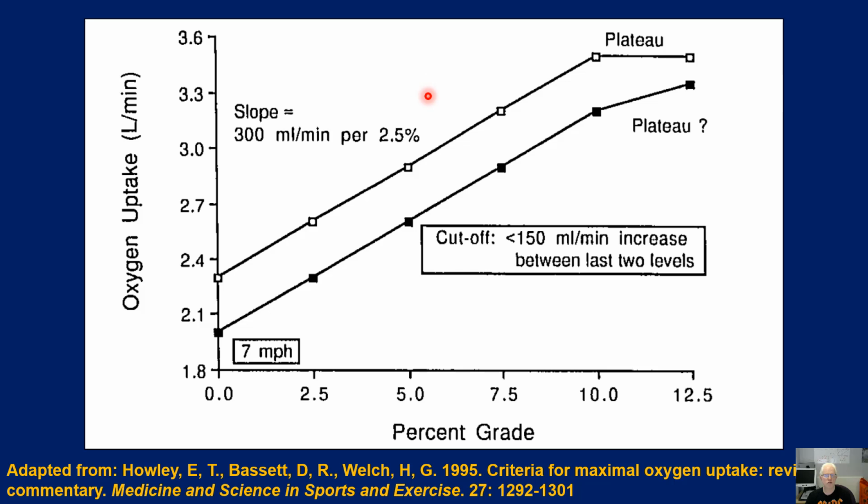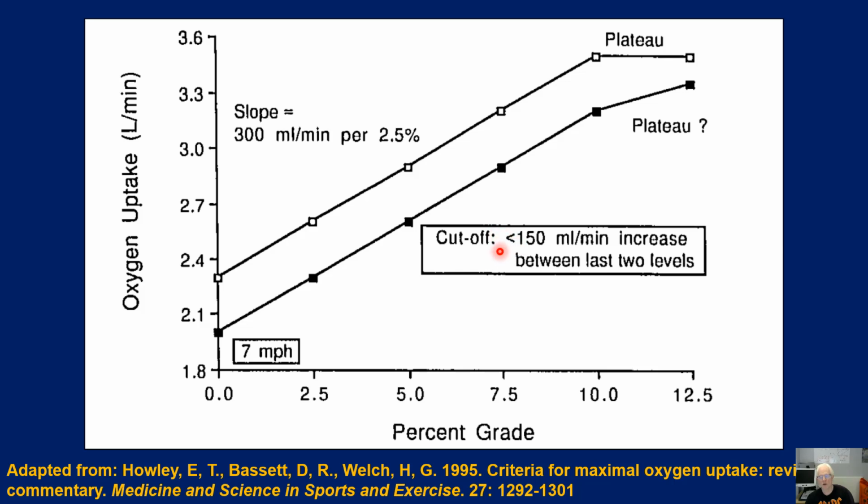You can't arbitrarily adopt the same criteria just because you've used the same protocol with everybody. Each person will react differently. They will have a linear-like response in terms of VO2 to work rate, but will react differently. So even if we use this 2.5% increase that you see here, one participant might have a 300 mL per minute increase, one participant might have a 200 mL per minute increase. They need to have individualized plateau criteria.